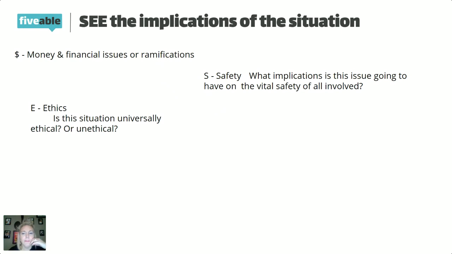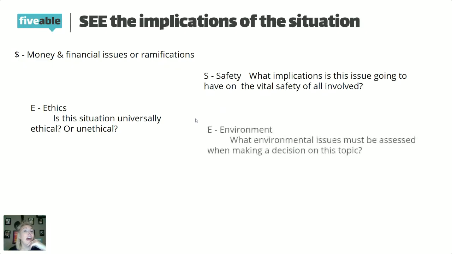So when you talk about money and financial issues, obviously important for eminent domain. When we talk about ethics, is this situation universally ethical or unethical? A big one, because a lot of what people argue is, you're going to come take my home to build a shopping center. How is that ethical? Okay, so that's a big one in terms of this idea also. E is environment.